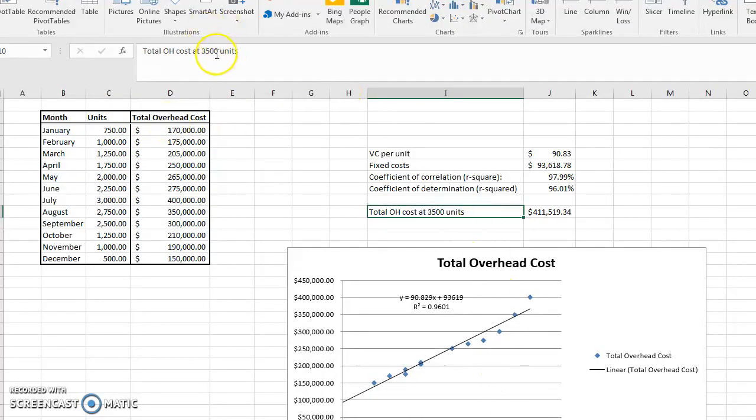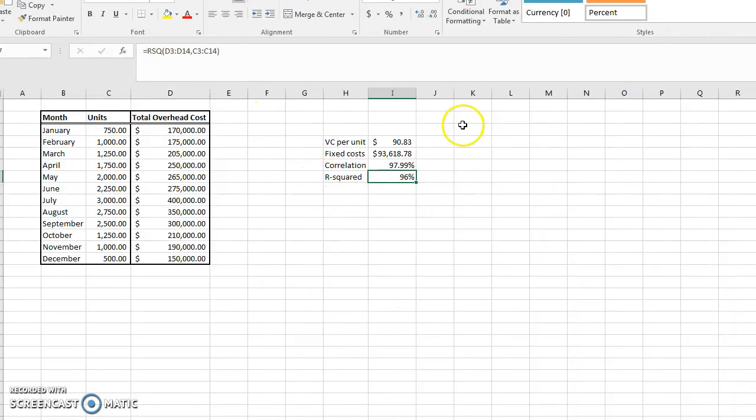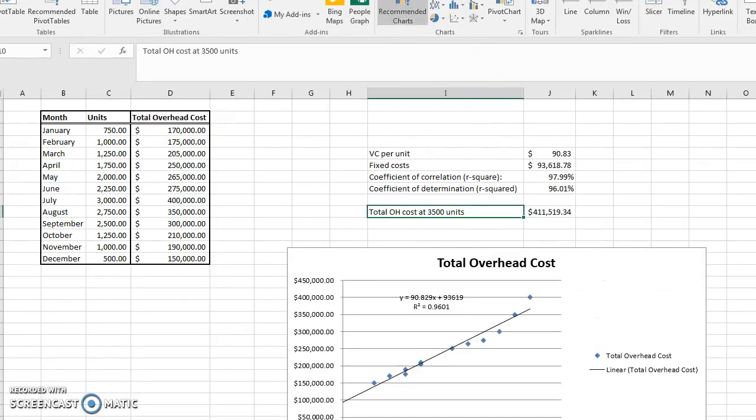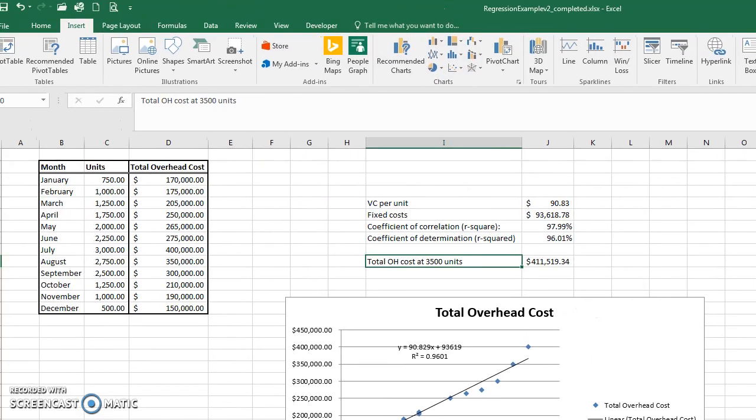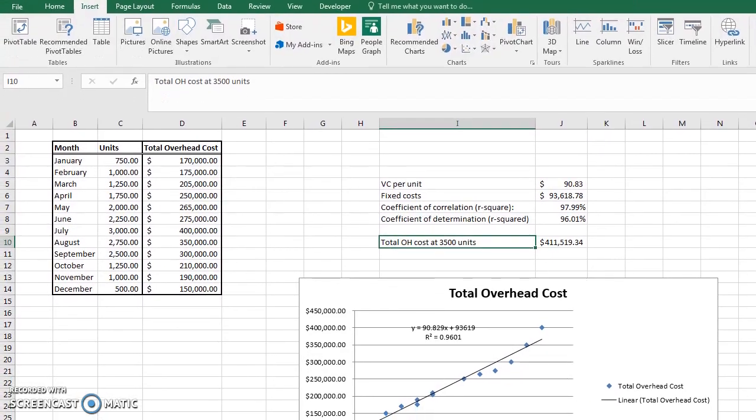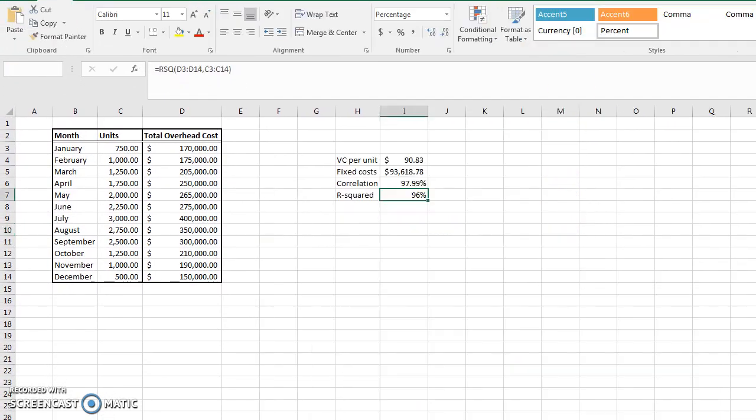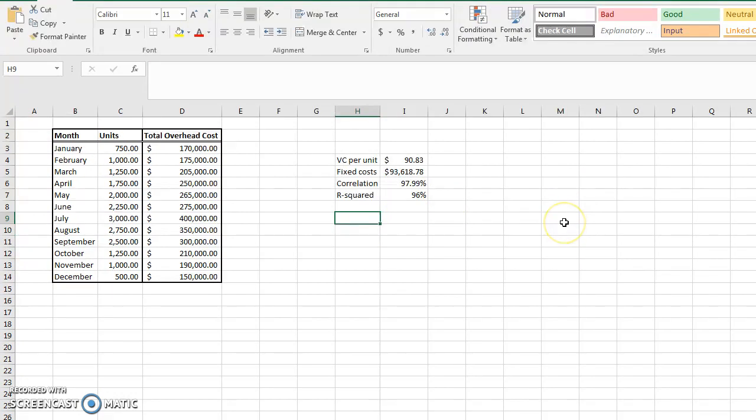So now what we can do is we can say we want to predict total overhead cost at 3,500 units. So I'll come back over here. And by the way, when I'm clicking over on this file, I'll show you that it's our regression example 2 completed. This is the solution file, and that's also posted up on Canvas under modules, okay? But I'll come back over to my file. So I can come over here and say total MOH, okay, at 3,500.